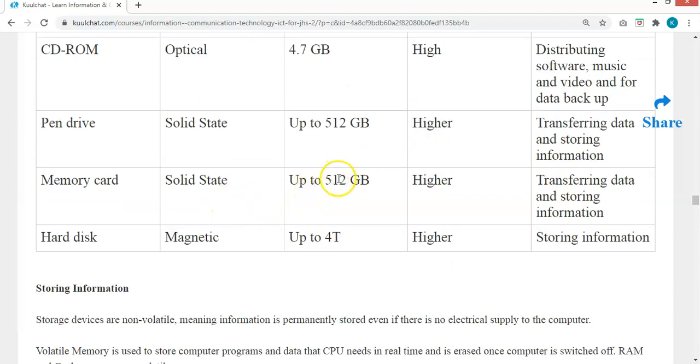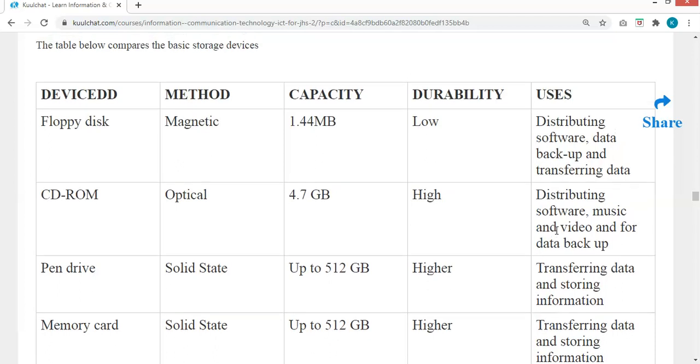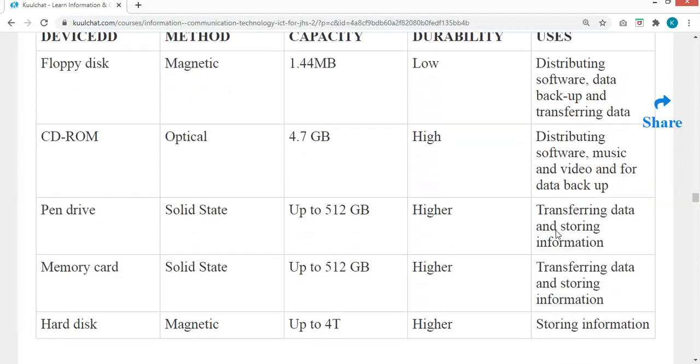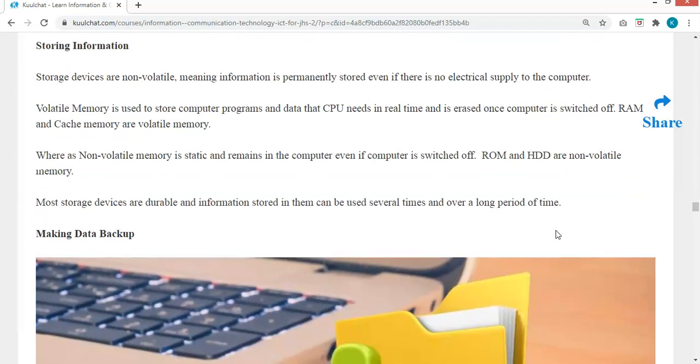And it's also up to 500 megabytes, which is also higher, and transferring data and storing information, just like the pen drive. Then we have the hard disk. The hard disk uses the magnetic method. Then you can have up to 4 terabytes of data. Then that's higher, the durability is higher, then you use it to store information. So that's basically the comparison among the storage devices.